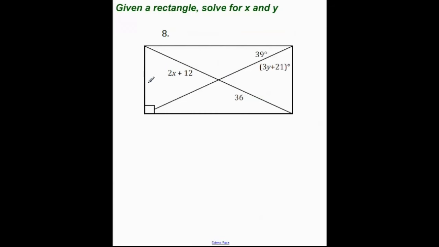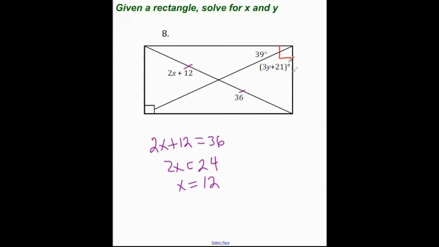Given a rectangle, which has all the properties of a parallelogram, plus we have 90-degree angles, and our diagonals are congruent. They're bisected and they're congruent. So what we're going to do is start figuring things out. First of all, since these are congruent, we can figure out what x is. We have 2x plus 12 is equal to 36. Okay? So 2x is equal to 24 and x is equal to 12. We made nice easy numbers because we don't want the algebra to get in the way of learning the definitions at the start.